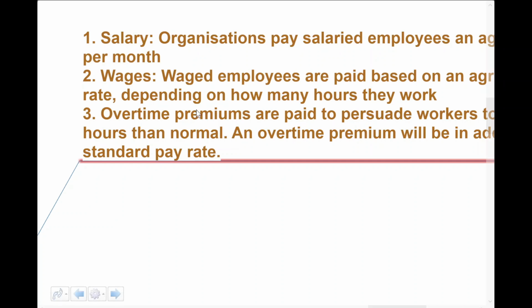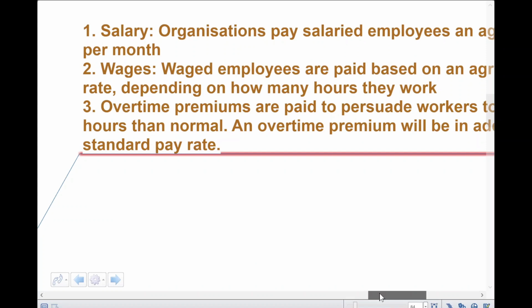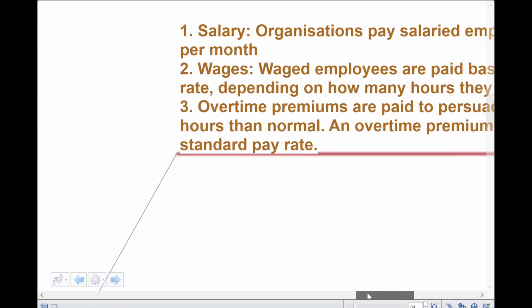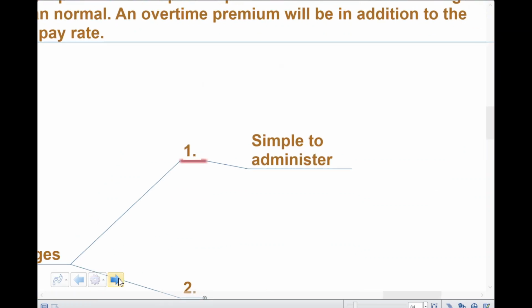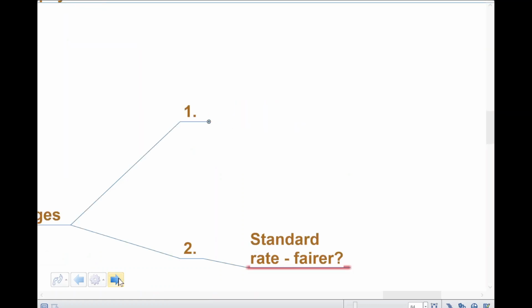Outside of that, you're familiar, I'm sure, and I hope that you do get overtime premiums for work done to persuade workers to work outside normal hours, normally in addition to standard pay. Now, in terms of simplicity, certainly, time-based systems are pretty simple, simply based on hours, more likely times a rate, whether it's a monthly rate or an hourly rate. Outside of that, probably fair because everyone is paid in the same way. There is a standard rate or a standard hourly rate, and that is what you get.